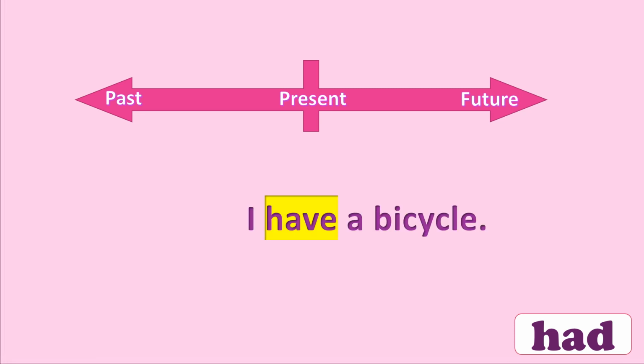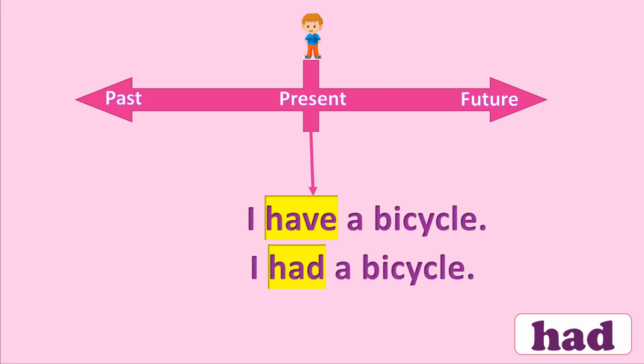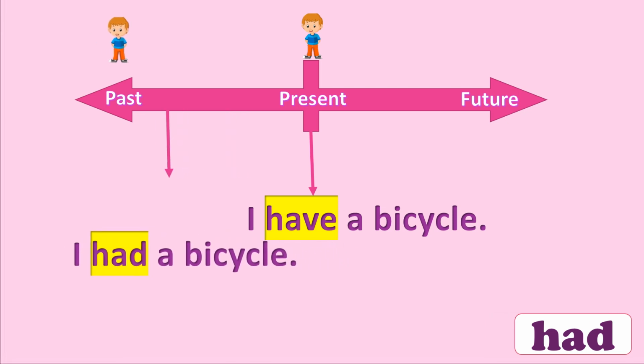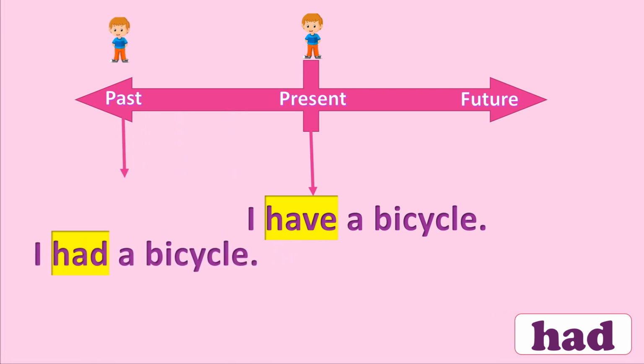So our first example is: I have a bicycle. Look here. This word have means right now I have a bicycle. Fine, but next example, I had a bicycle. That means right now I don't have a bicycle. Maybe it's broken, but once upon a time, sometime back, I had the bicycle. So when we are talking about the past, the possession that I was having in the past, I have used the word had.